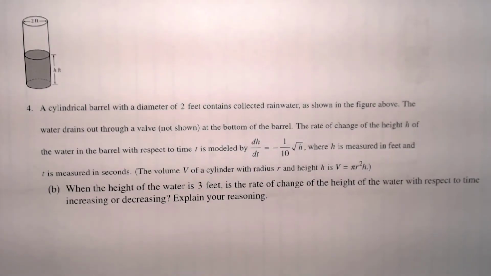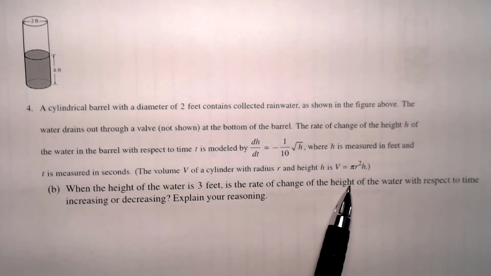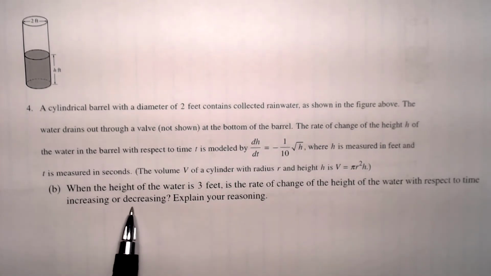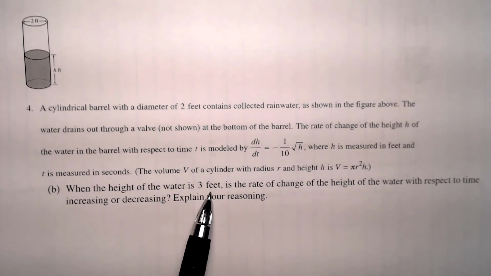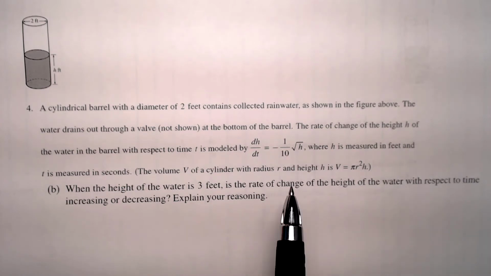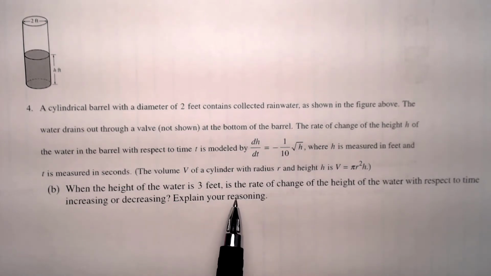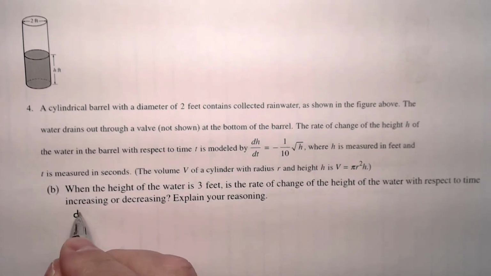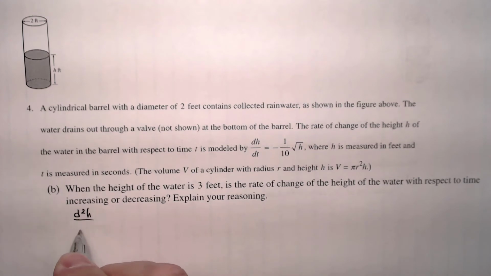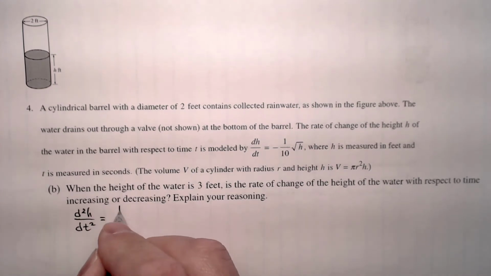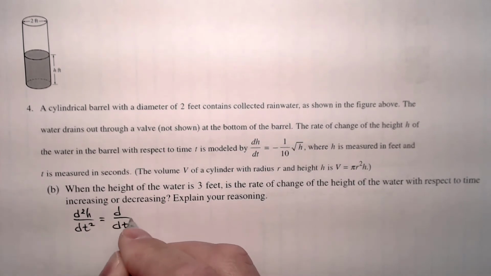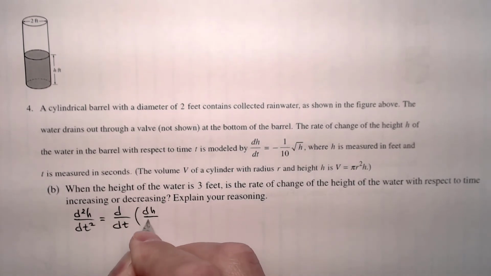In this question we are being asked whether the rate of change of the height of the water is increasing or decreasing at a time when the height of the water is 3 feet. And so let's find for that the derivative of the rate of change with respect to time. So we need to find d squared h with respect to dt squared, which is the derivative of dh over dt.